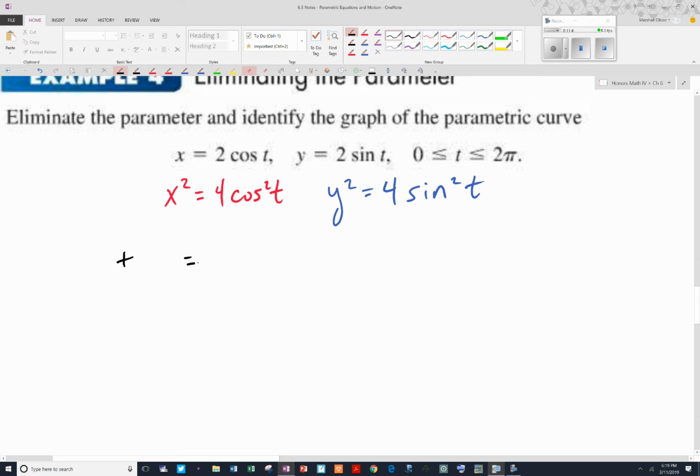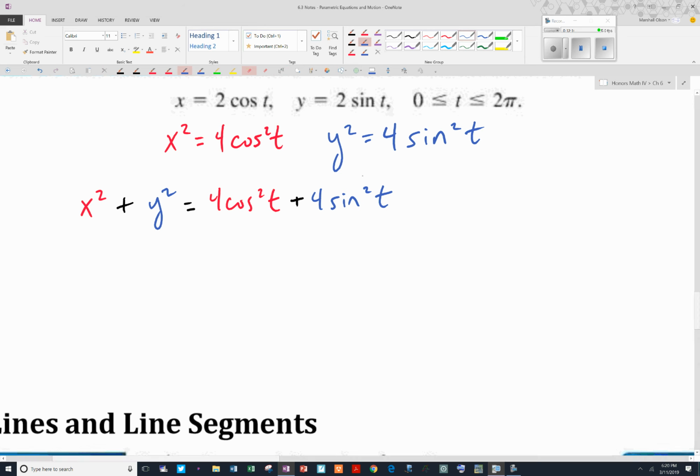What I'm going to get on the left side is x squared plus y squared. So I'm going to add the two left sides together, and then I'm going to add the two right sides together. That would give us 4 cosine of t squared plus 4 sine of t, sine quantity squared. All right, and then what I'd like you to do is notice that we have a GCF right here. We're going to pull that 4 that we see common in both of those out. And when we do that, I think you're going to see the whole reason why we did this.